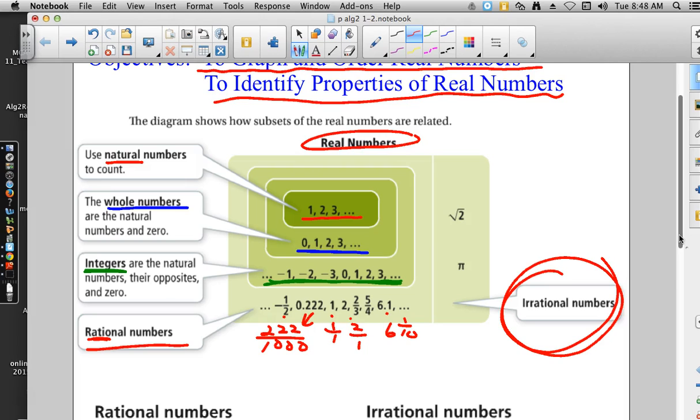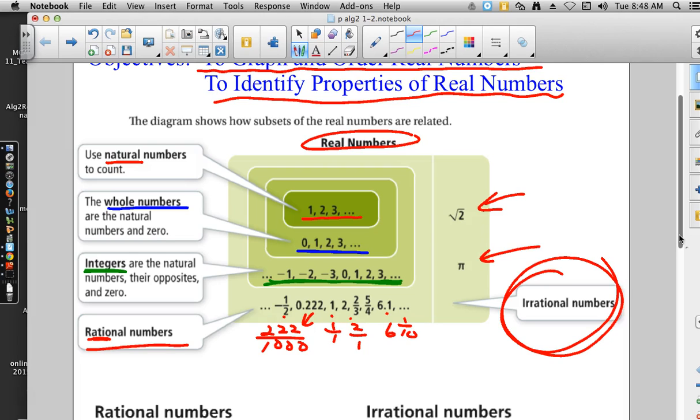Irrational numbers. Well, if rational numbers are numbers that can be written as a fraction, then when you put that ir in front of there, irrational, it means not rational. So in this subset, we see the square root of 2 and pi. And if we put those into our calculator, we're going to see that they keep going, even though our calculator stops. Our calculator only gives us 10 digits.